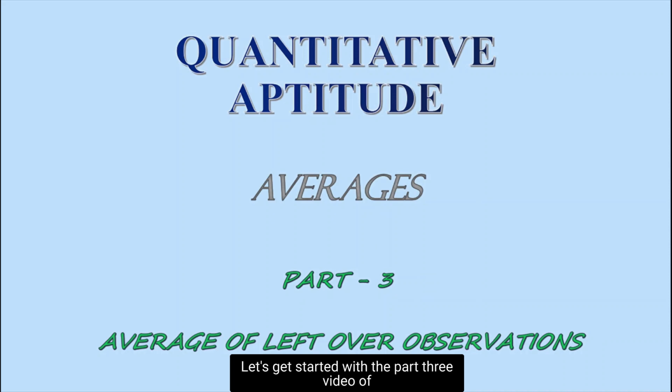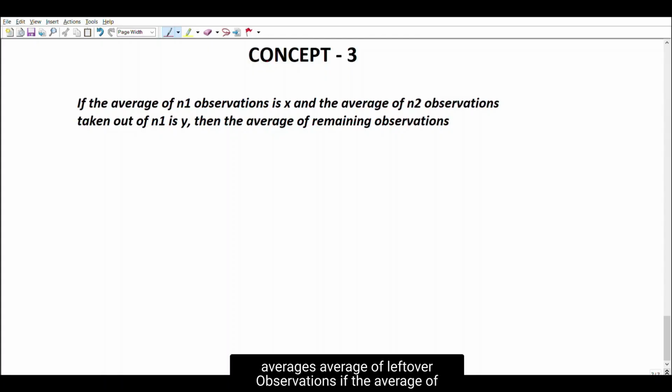Let's get started with the part 3 video of averages, average of leftover observations. If the average of n1 observations is x and the average of n2 observations taken out of n1 is y, then the average of remaining observations.